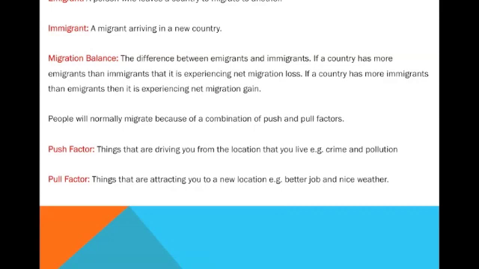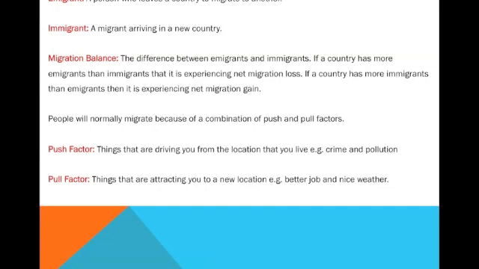Some more words. Emigrant with an E is a person who leaves a country to migrate to another. And an immigrant is a migrant arriving in a new country, with an I. Immigrant with an I, as in in, and emigrant as in out. Just remember like that. A person who's leaving out. He's going out of the country.